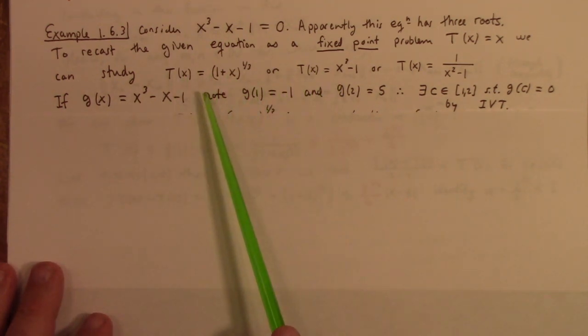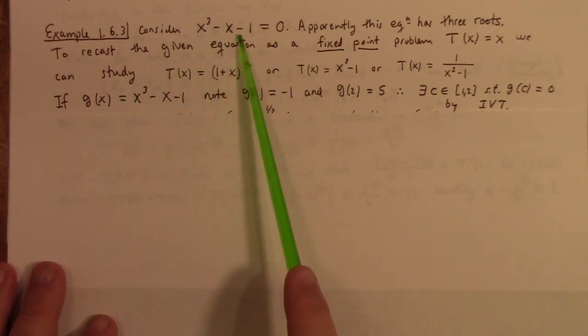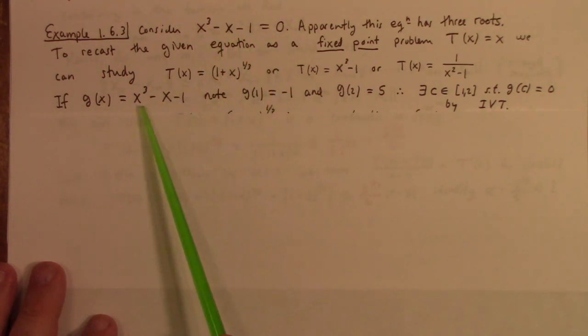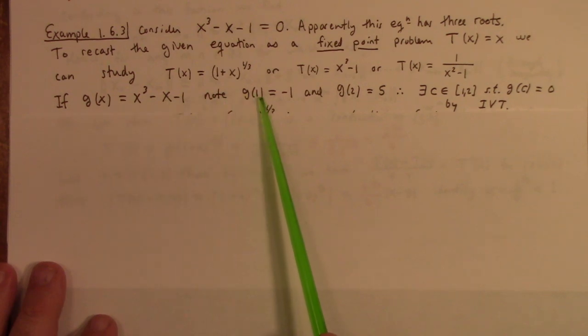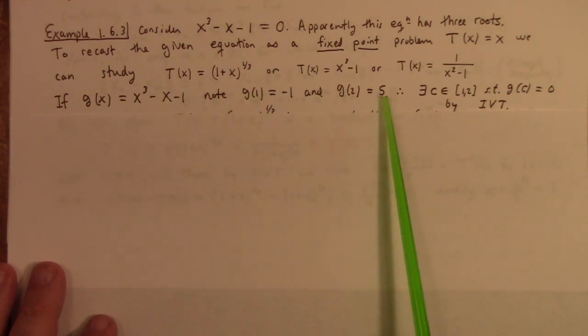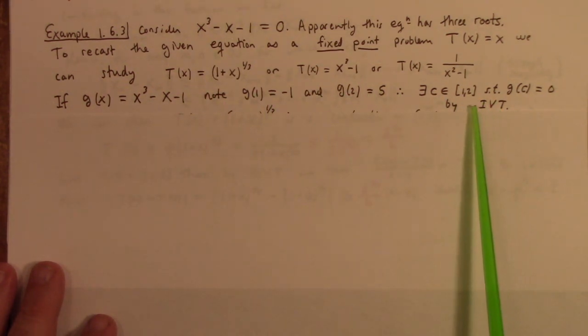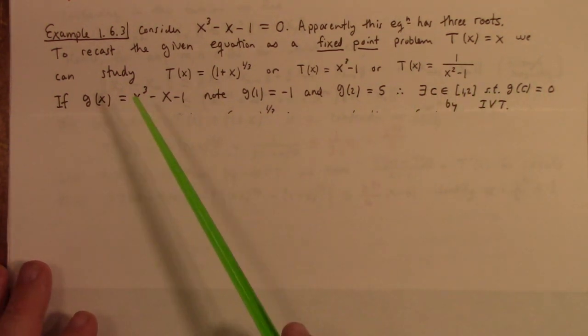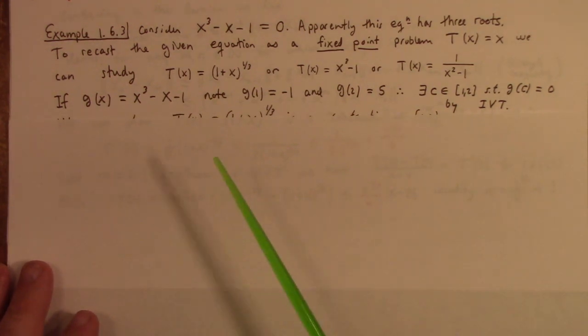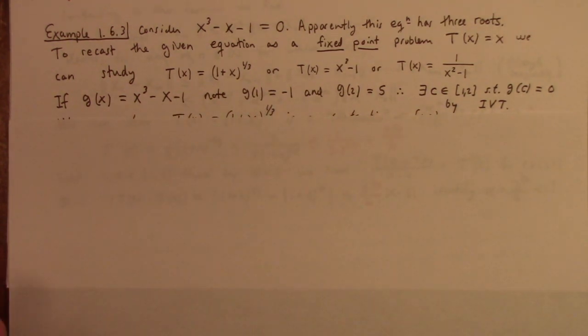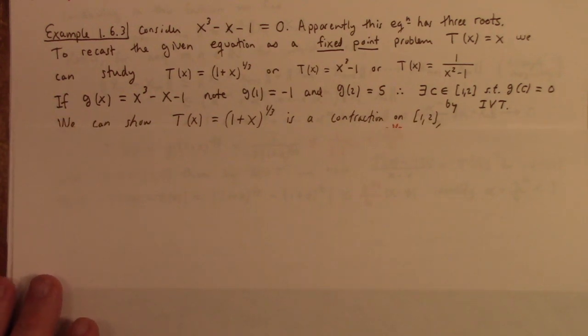And just to point out, if we look at g of x, I define that to be the formula for the equation. If you look at g of 1, you get minus 1. Look at g of 2, you get 5. So by the intermediate value theorem, since g is continuous, there has to exist a c between 1 and 2 where g goes to 0. So we know there's a root to find. Let's just say that.